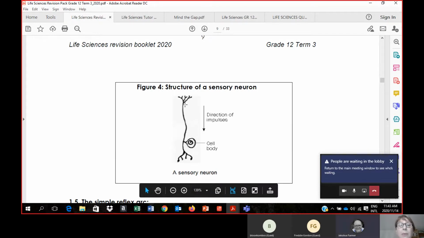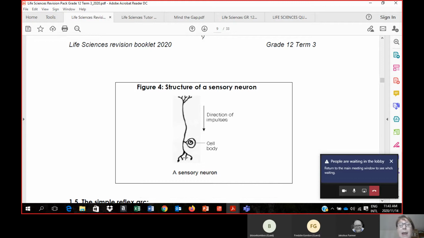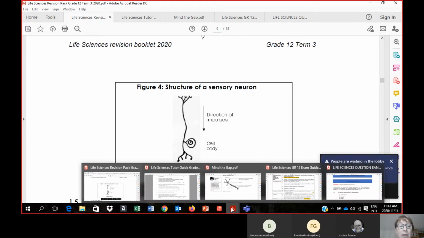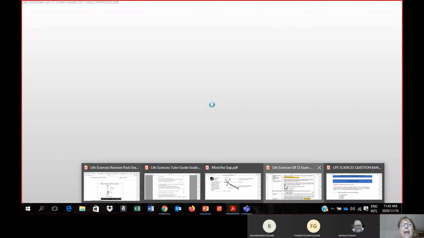But over here, this would be the dendrite because it's going towards the cell body. And this over here is the axon, which transmits impulses away from the cell body. I just want to show you quickly how important it is to look at your examination guidelines. So I'm quickly going to refer to that.